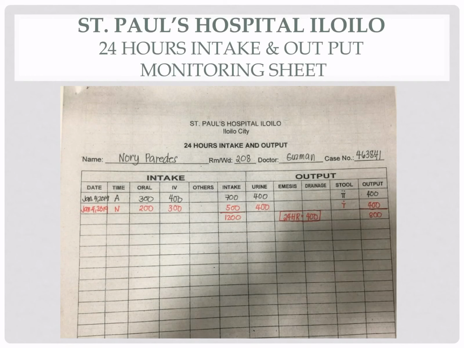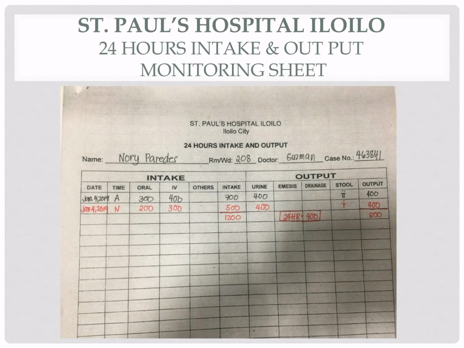Then after that we have the intake. Intake means you have to total the oral, the IV, and the others. You have to total that one and write it under the intake column. Now we're done with the intake. We'll go to your output.